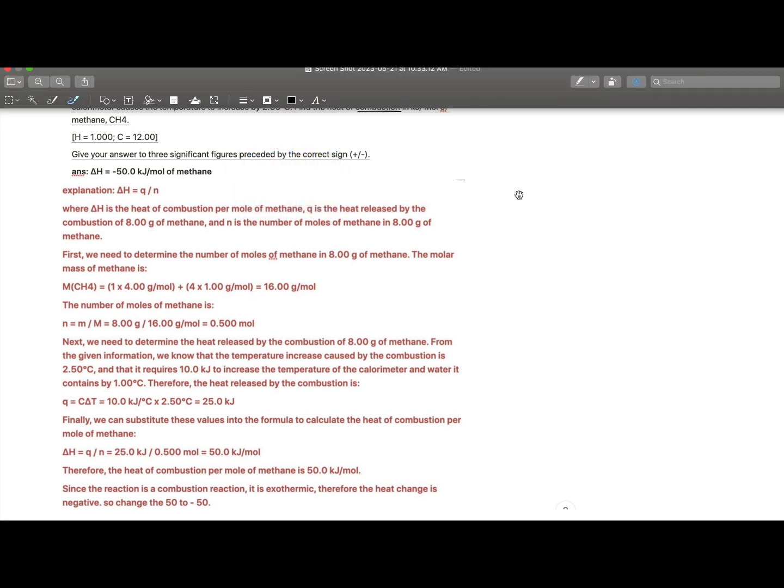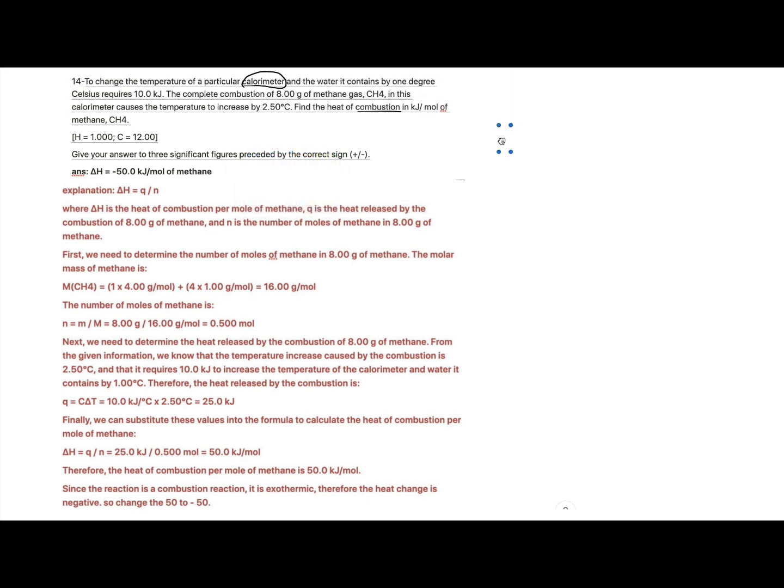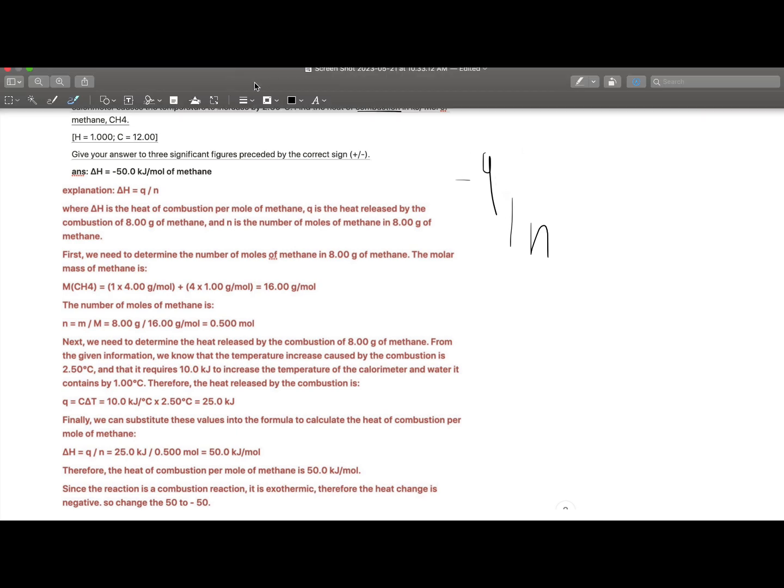So, the given is to change the temperature of a particular calorimeter. So we see calorimeter, so we immediately think of delta H equals negative Q over N. I wrote this on one of the bloopers, so ignore the bad handwriting. That is a Q, if you cannot notice that. Okay, whatever.